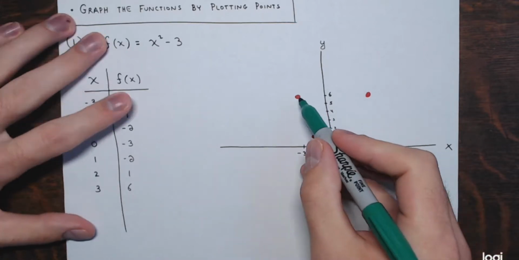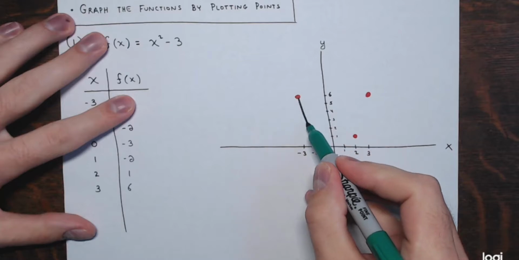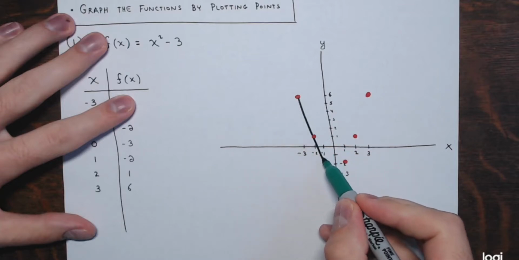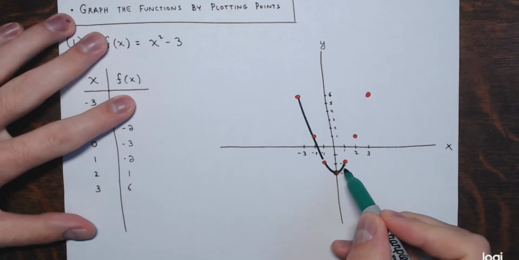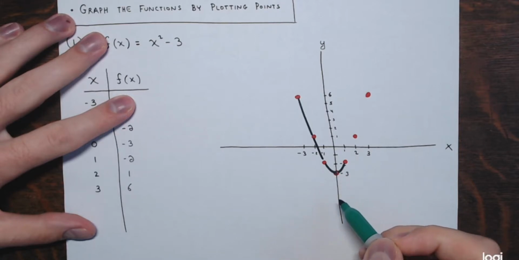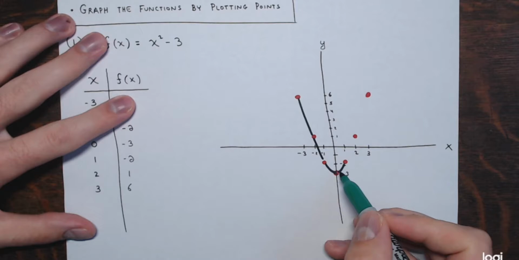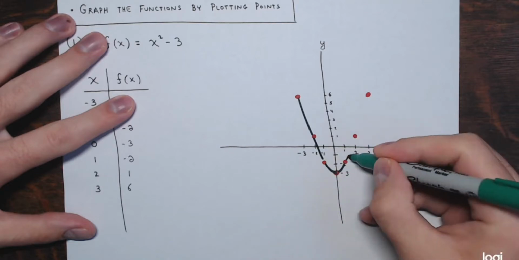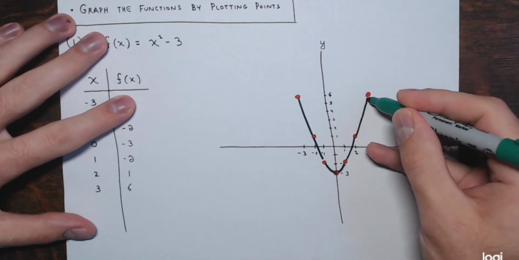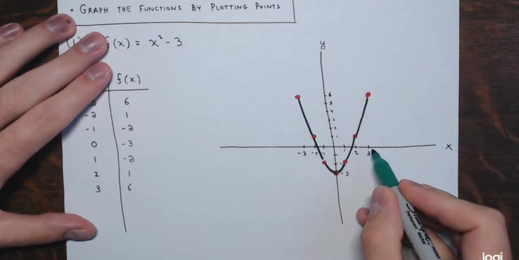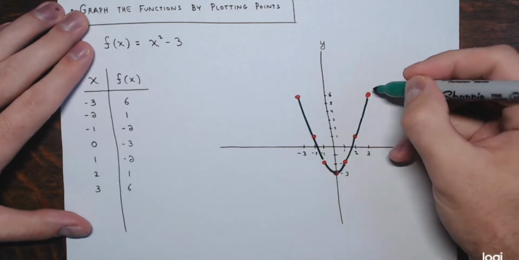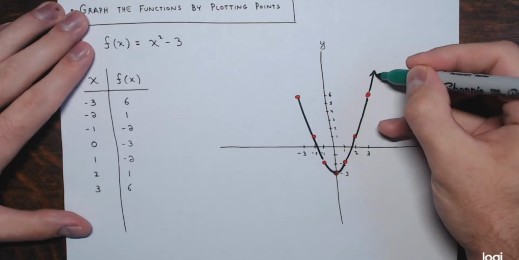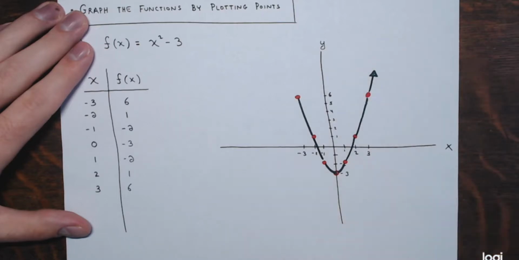Right. Looks like the graph is doing this, just connecting the dots here. Making it a little curvy at the bottom. All right, these parabolas are not pointy. Right, they're curvy. And then it looks like if I go this way, if I plugged in 4 and 5 and 6, the outputs would get larger and larger. So I'm just going to indicate that with an arrow after that point.